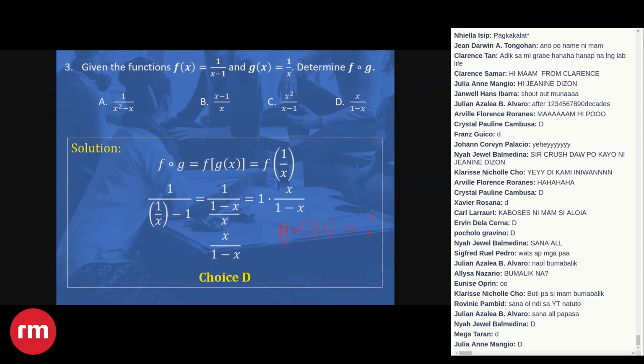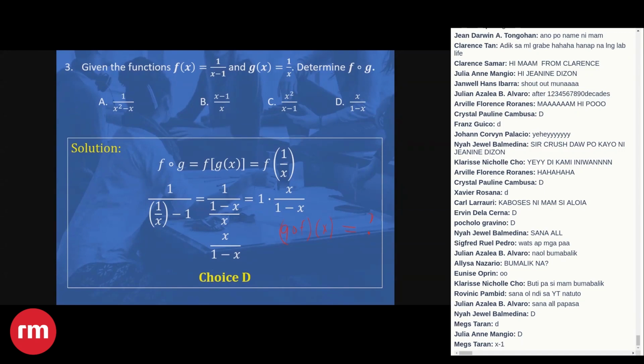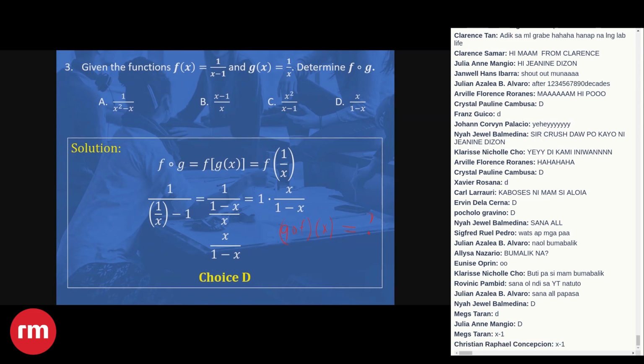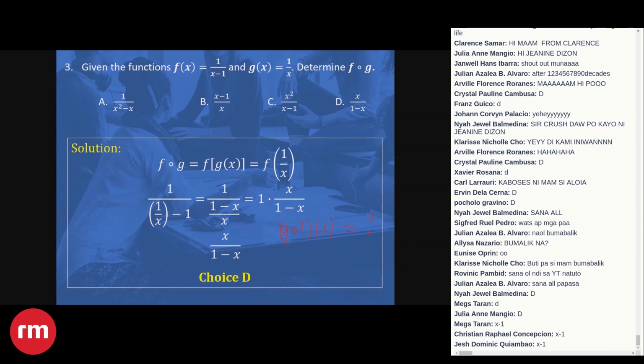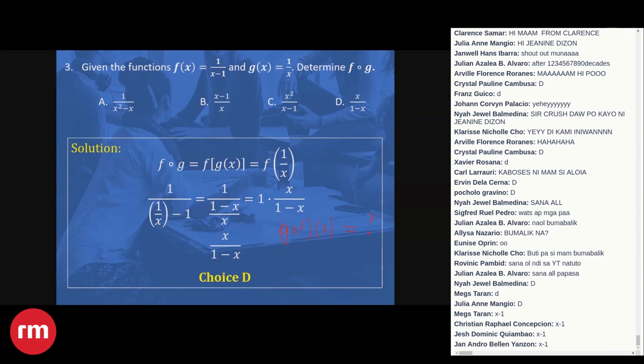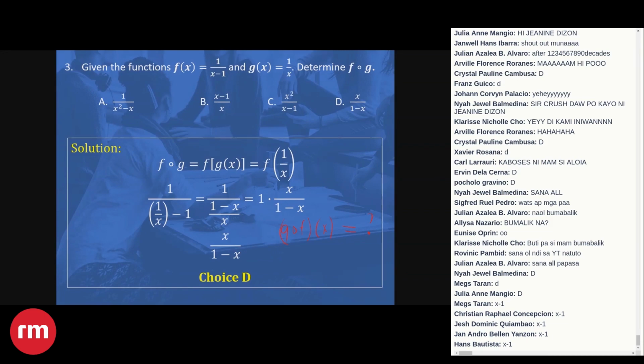So dito, ang gagawin nyo, instead of putting g into f, we're going to do the opposite. You are putting f into g. So what is that? G circle f of x. So that is x minus 1, correct. So tama si Megs, Christian, Jesh. Okay, so that's x minus 1 for g circle f.